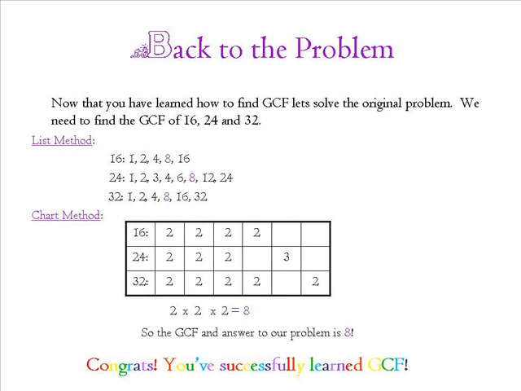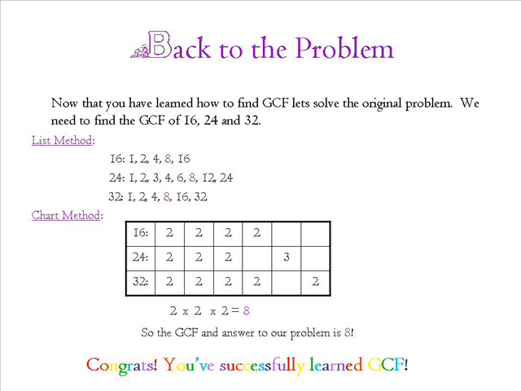Back to the problem. Now that you have learned how to find GCF, let's solve the original problem. We need to find the GCF of 16, 24, and 32. List method. The factors of 16 are 1, 2, 4, 8, and 16. The factors of 24 are 1, 2, 3, 4, 6, 8, 12, and 24. The factors of 32 are 1, 2, 4, 8, 16, and 32.